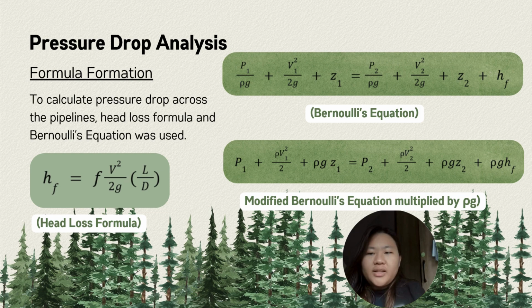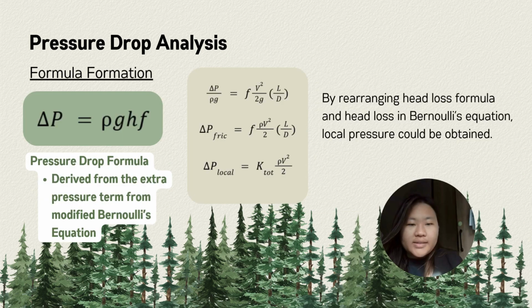So up next, pressure drop analysis was carried out using Bernoulli's equation and the head loss formula. This step is very important to determine the amount of pressure energy lost due to friction and fittings along the pipe. So as you can see, the pressure loss formula can be obtained by arranging the head loss formula and head loss in Bernoulli's equation to get the local pressure formula.